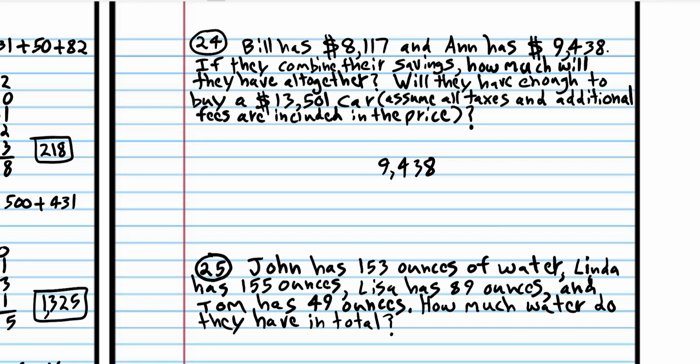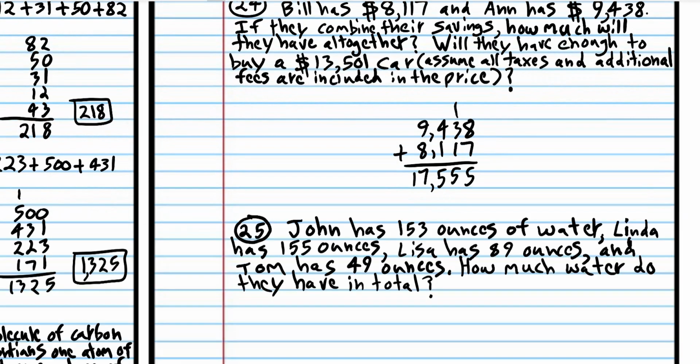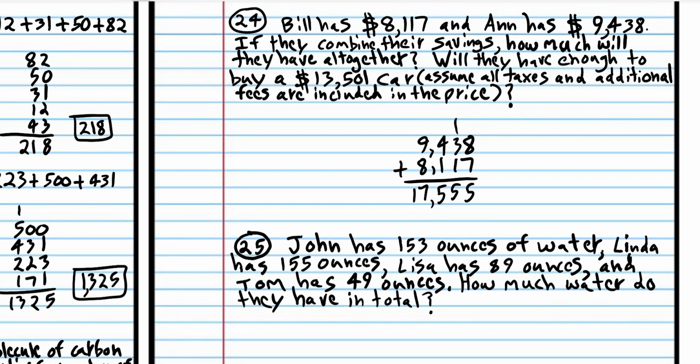9,438 plus 8,117. Add up the numbers vertically. 8 plus 7 is 15. 1 plus 3 plus 1 is 5, and so on. You already know how to do this. 17. Count 3 places over, your comma goes there. So that's the final answer: $17,555. Make sure you put your dollar sign.